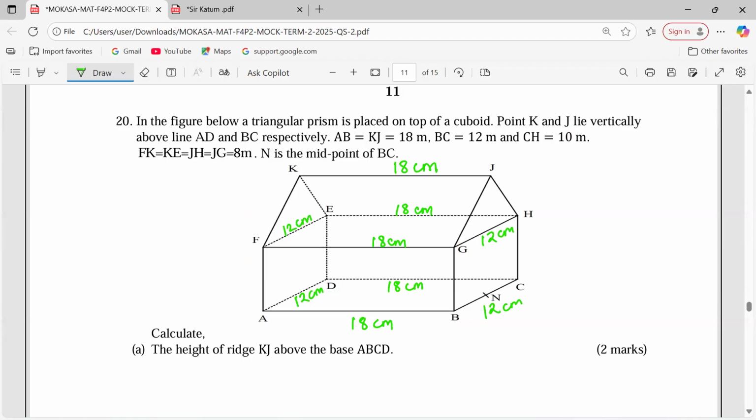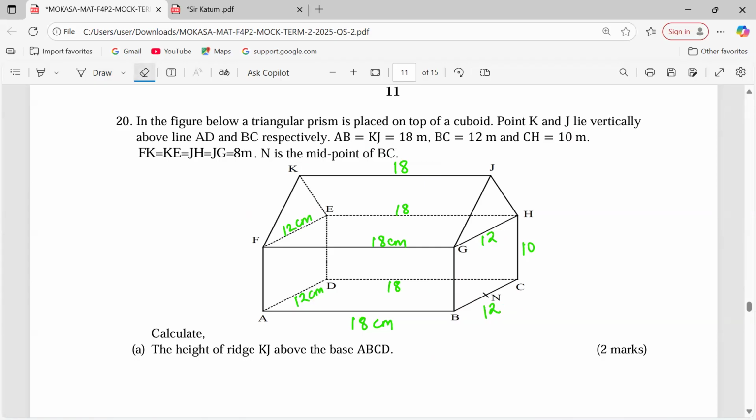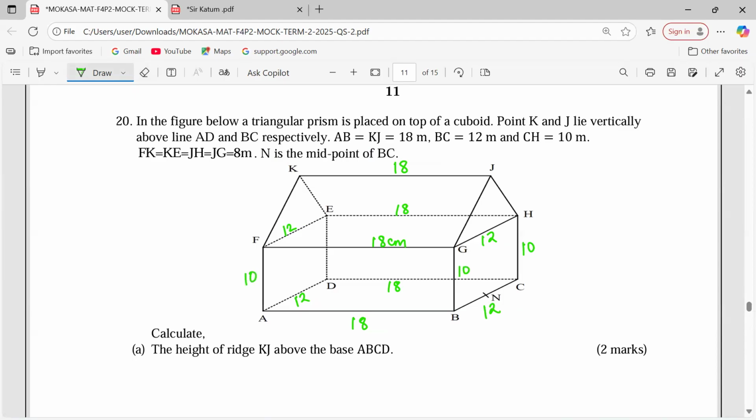What else do we know? CH equals 10. This is 10. Okay, these are meters. Sorry. These are meters and not centimeters. Sorry, I've indicated the wrong unit at the right values. They are meters and not centimeters. Yeah, like that. They are meters, 10 meters. So this is also going to be 10. This shall be 10. This shall be 10.